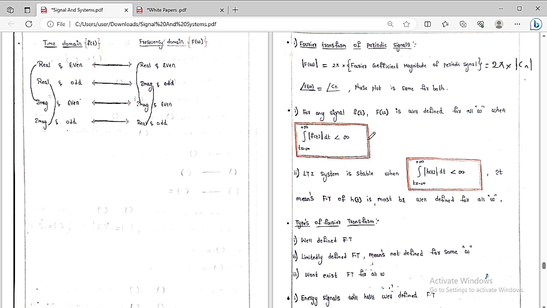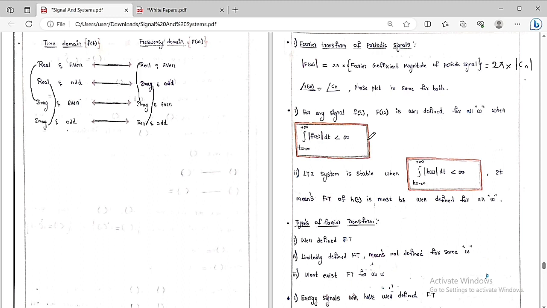So if the signal is absolutely integrable, then we can say the signal is said to be an energy signal. Absolutely integrable means energy also, because the square is nothing but energy. So the integral from minus infinity to plus infinity of the magnitude of f(t) whole squared dt, it is also an energy signal. So if the signal is absolutely integrable, or if the signal is an energy signal, then the Fourier transform is going to exist, and it is defined for each and every value of ω.